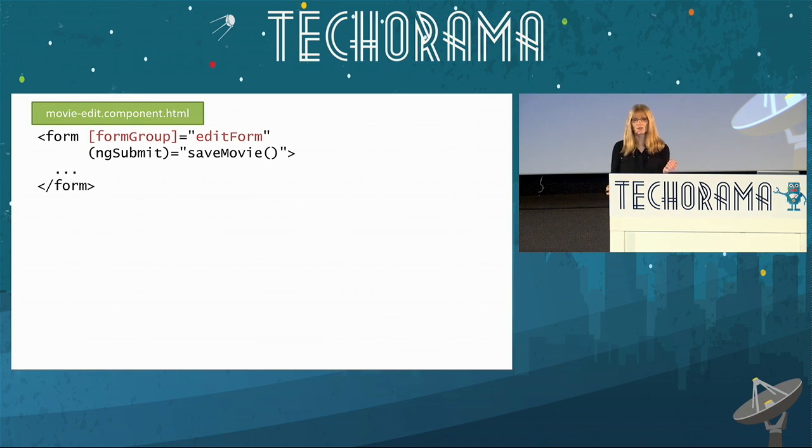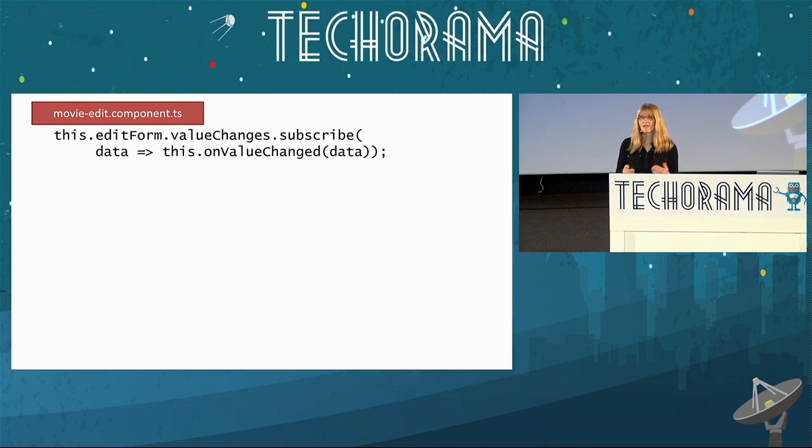Okay, and now I no longer need to pass it into the save movie because my code already has it. So I don't need to use a template reference variable and pass it in. Then what I can do is subscribe to changes on my form. So here I am taking my edit form.valueChanges.subscribe. That means every single time the user types anything, I'm getting notified, and I can then perform the validation. Because it's not going to know to display error messages anymore.